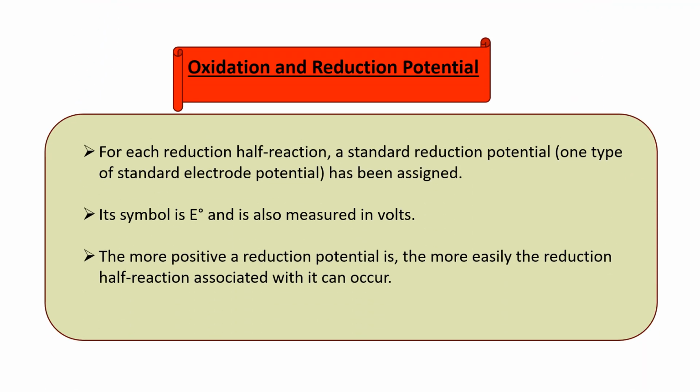Oxidation and reduction potential. For each reduction half reaction, a standard reduction potential, which is one type of standard electrode potential, has been assigned. Its symbol is E0 and is also measured in volts. The more positive a reduction potential is, the more easily the reduction half reaction associated with it can occur.